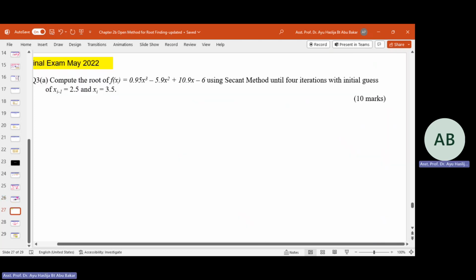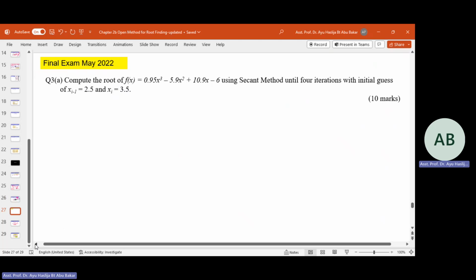Actually, I want you to do this exercise, but we are running out of time. It will involve a lot of calculation over here. This one is from the final exam May 2022. This one we proceed with tomorrow. We will do it together, not only for the secant method, we will try the Newton-Raphson method as well. Okay, so this one tomorrow we do it.